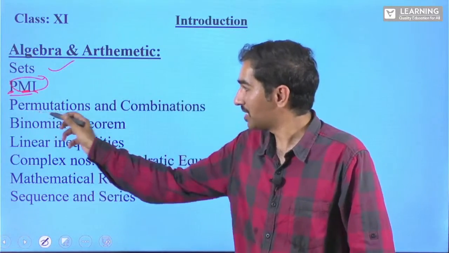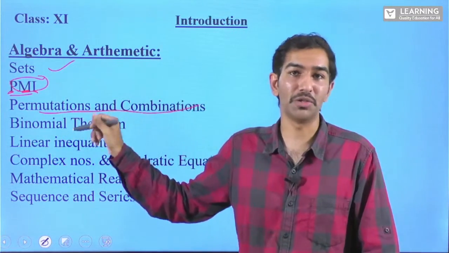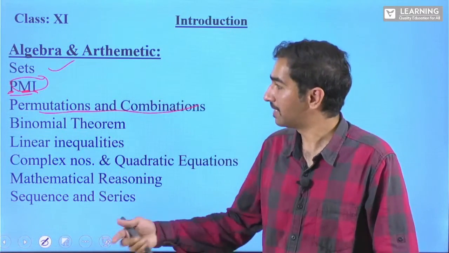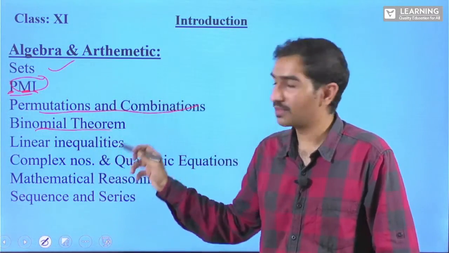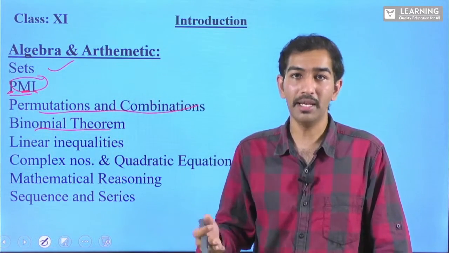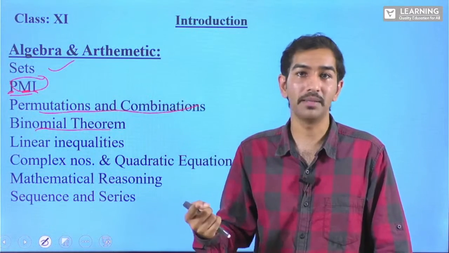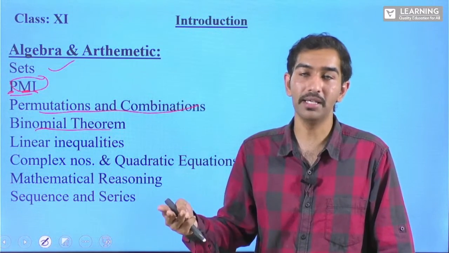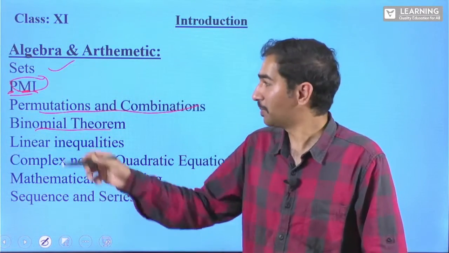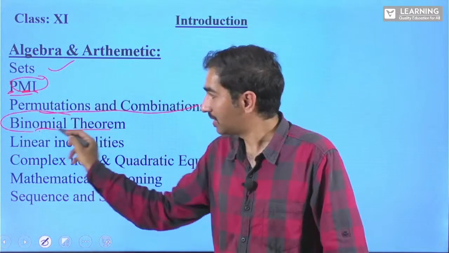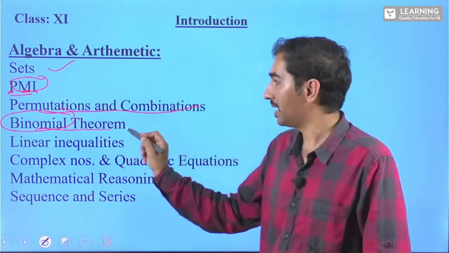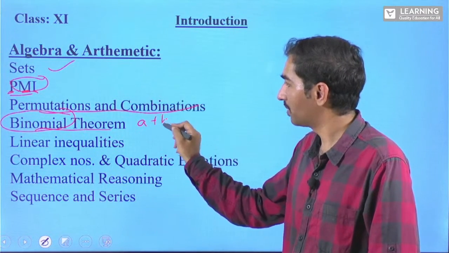Next, permutations and combinations. This is a very new topic, students. You'll get introduced to this topic in class 11th only. Next, binomial theorem. You already know what is monomial, binomial, trinomial and polynomial. Monomial is 1, binomial is 2, trinomial is 3, polynomial is more than 3 terms, correct? So binomial theorem means what? A theorem which is subjected to only two terms. So that is (a + b) to the power of n.